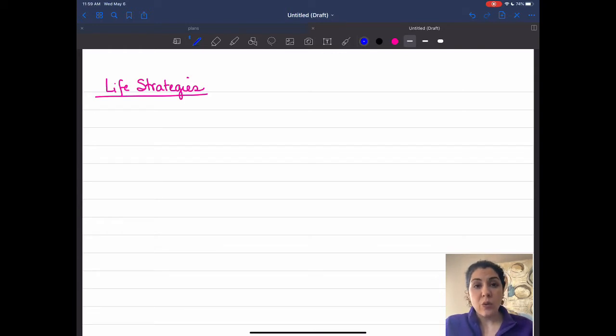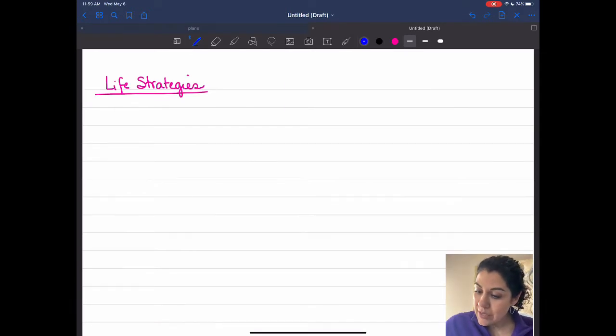So today we're going to look at life strategies. Organisms that experience those different growth curves will choose different ways to live their life. They have different strategies that they will use in order to survive in the environment. And so the very first life strategy we're going to look at is R-selected.